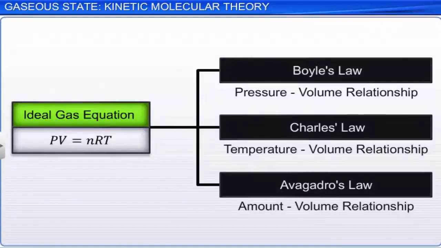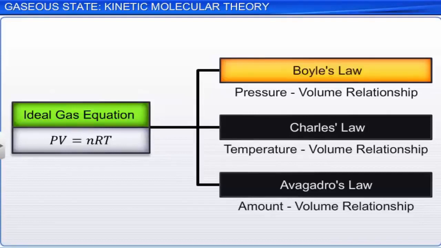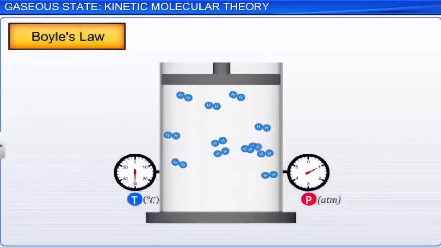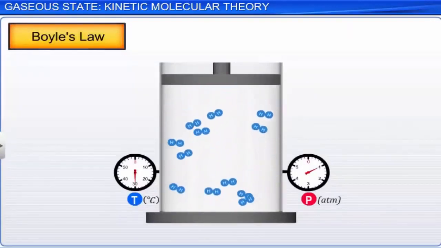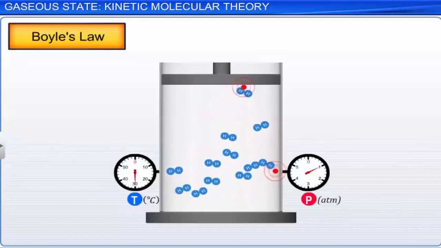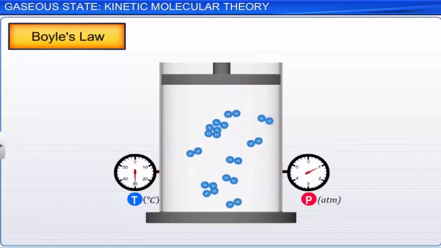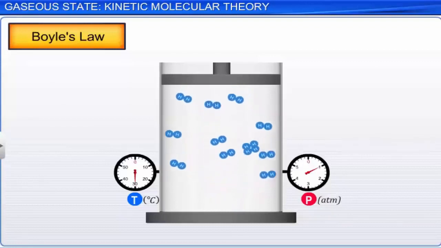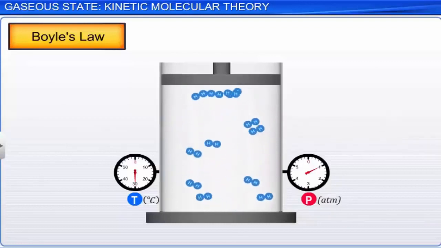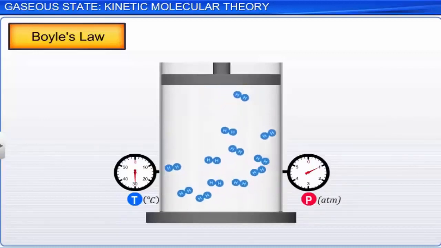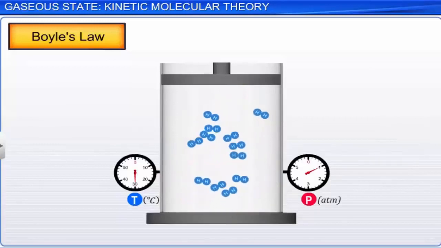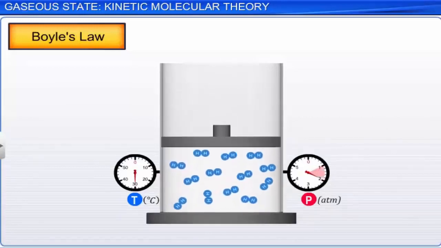According to kinetic molecular theory, pressure exerted by a gas is due to molecular collisions on the walls of the container. As the number of collisions increases, the pressure of the gas also increases. The average velocity of molecules is constant at a given temperature. When the volume of a gas is decreased, the space available for the movement of molecules decreases. Then, the number of collisions on the walls of the container increases, resulting in an increase in the pressure of the gas.